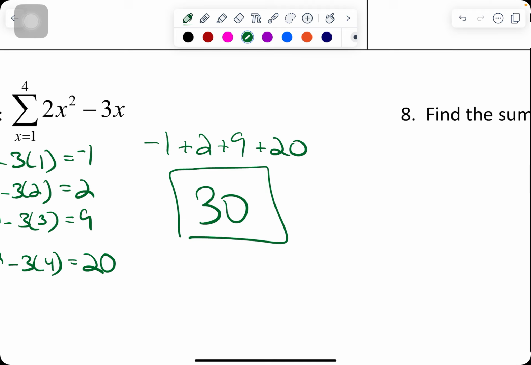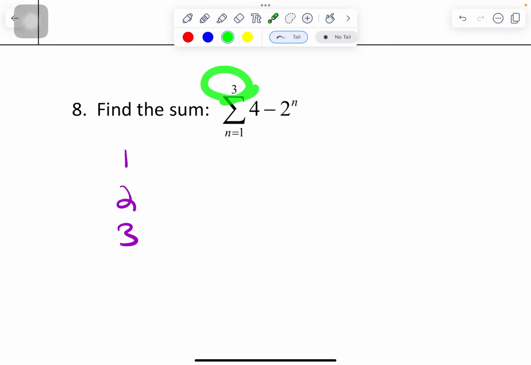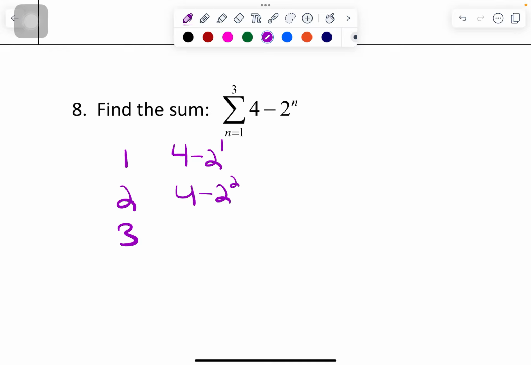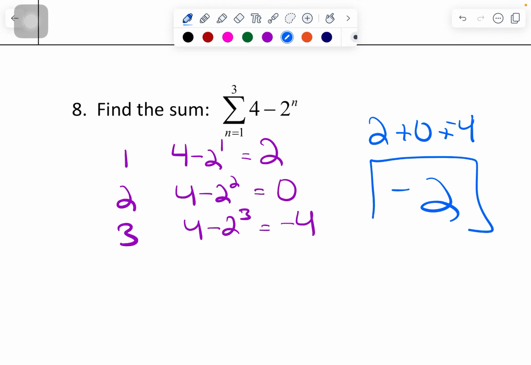And I have another summation problem. So let's find the sum. Same kind of situation. We're going to start with 1, 2, and only end at 3. So 1, 2, 3. For each one of these, let's do 4 minus 2 to the first, 4 minus 2 to the second, and then 4 minus 2 cubed. That's going to be 2, that's going to be 0, that's going to be negative 4. Those I could actually do in my head. Good thing my Apple Pencil's dying a horrible death. I assume you saw the notification. So 2 plus 0 plus negative 4 is going to equal negative 2.